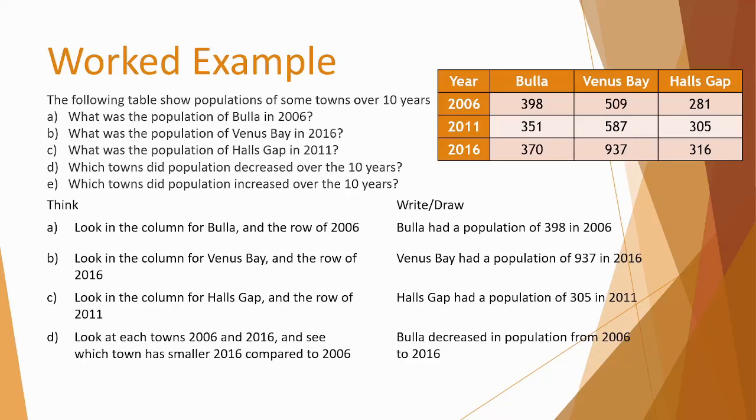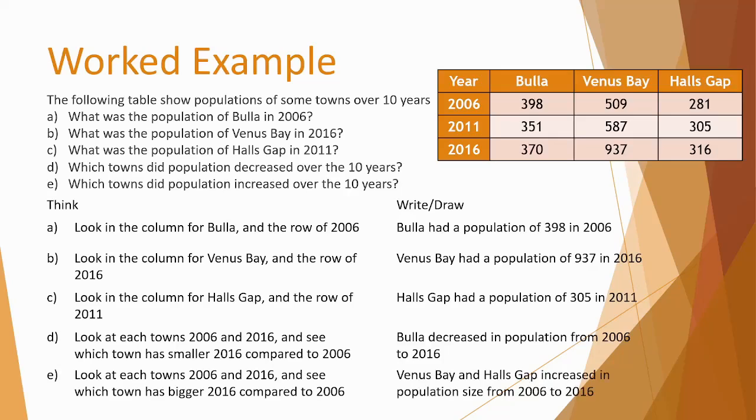The last question is, which towns did the population increase over the 10 years? Again, I will look at each town and see their 2006 data to 2016, and I notice that both Venus Bay and Halls Gap increased because their numbers in 2006 are smaller than 2016. So I will write down that Venus Bay and Halls Gap increased in population from 2006 to 2016.